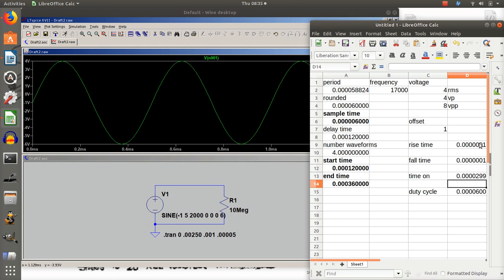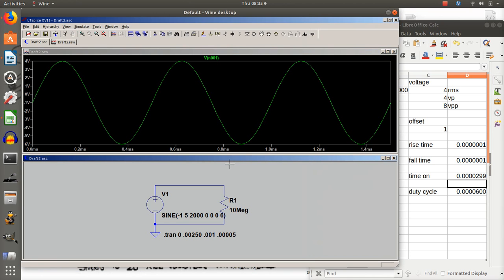And then my rise time is the other fraction. So my time off will wind up being 299 as well. So my time on and my time off by default will be the same. Okay, so we got all that. Now let's move over to LTSpice. I'm using the same circuit as last time.